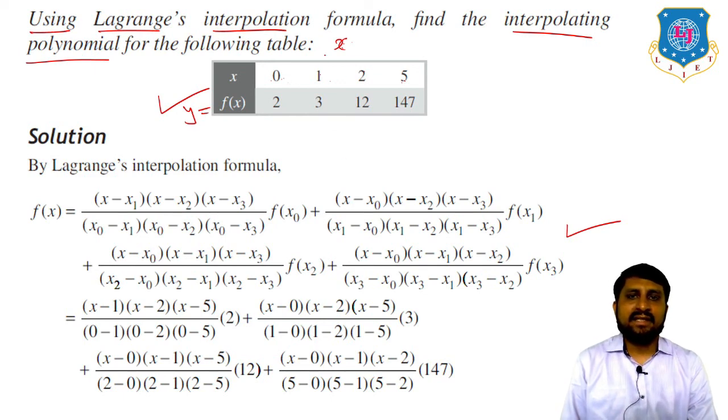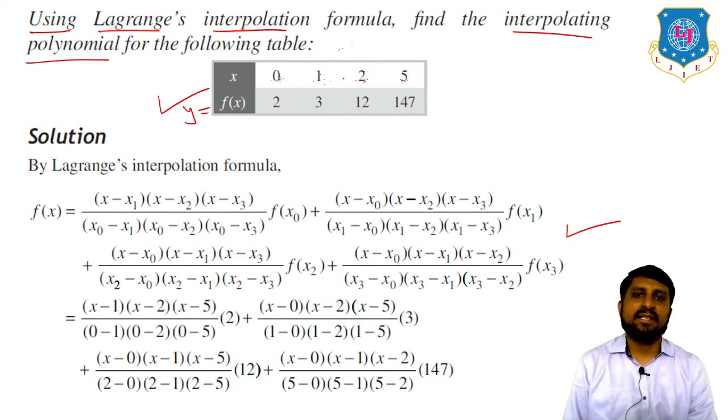Now, in the second term, 1 is missing. So x minus 0, x minus 2, x minus 5 upon 1 minus 0, 1 minus 2, 1 minus 5. So this is your second term, and multiply with 3. Clear? And in the third term, 2 is missing. So x minus 0, x minus 1, x minus 5 upon 2 minus 0, 2 minus 1, 2 minus 5, and multiply with 12. Plus the last term is x minus 0, x minus 1, x minus 2 upon 5 minus 0, 5 minus 1, 5 minus 2, into 147.